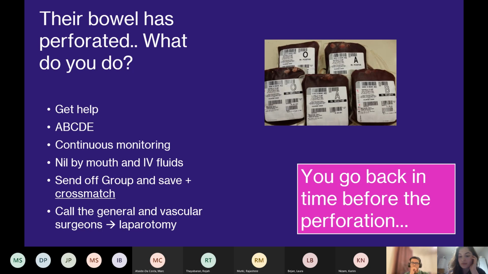Cool. So their bowel is perforated. What would you do? What would be your approach? Obviously, step one would be have a bit of a panic, but step two, you can tell I don't want to be a surgeon. Yeah, nice. So you're basically calling for help immediately.